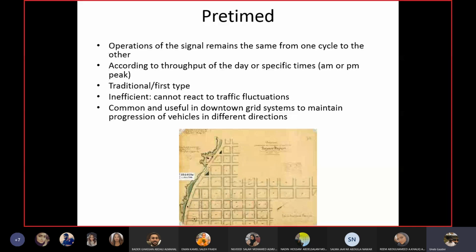And the signals are also very close to each other. So if you go maybe in the Rifa area, or Manama or Muharrak, you will find these networks in small parts of the cities. Where you have one-way streets, very close, very small, and signals are very close to each other.